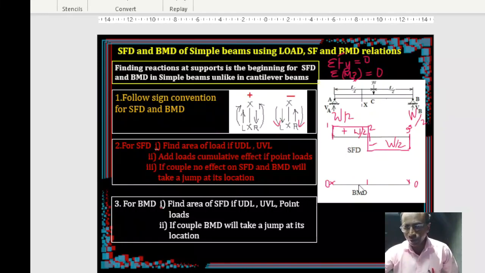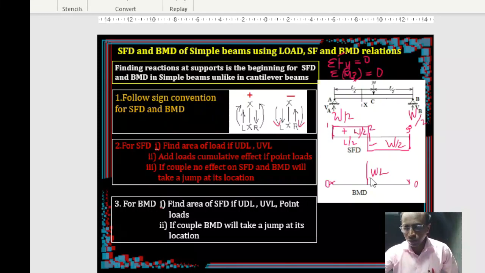You can find that if I want to know the value, here it is 0, here it is some value, say this is your m2, this is your m1. We told m2 minus m1, if you want to get, you find the area of this. So what is the area of this diagram? W by 2 is a rectangle, right? W by 2 times what is the distance over which it is acting? L by 2. So ordinate will be WL by 4. So you got it now. This ordinate is WL by 4.